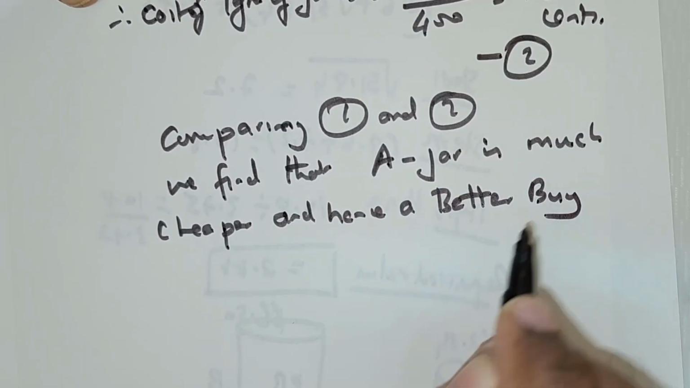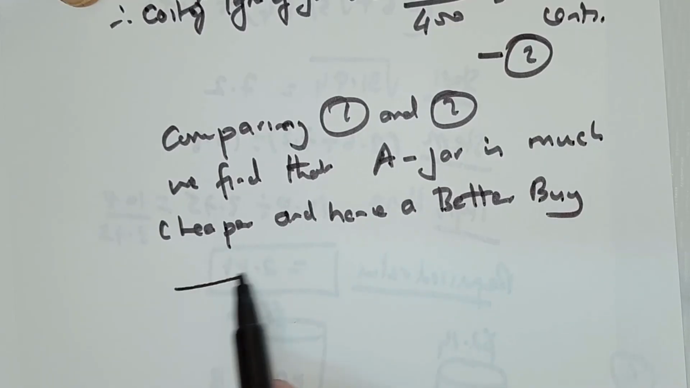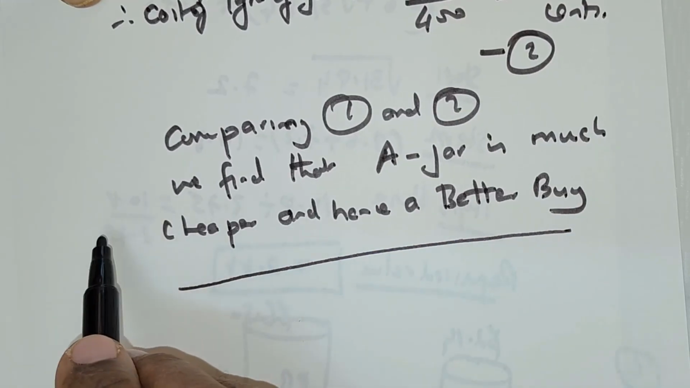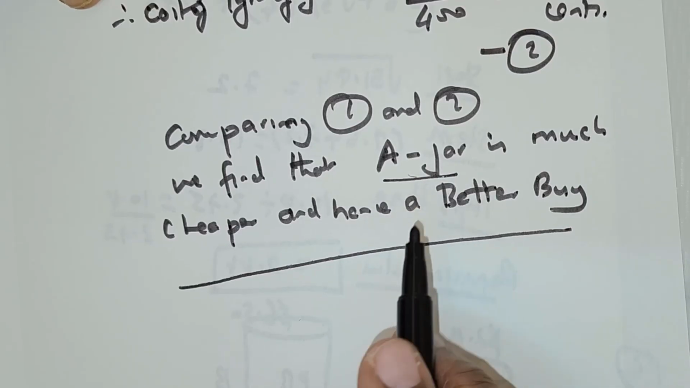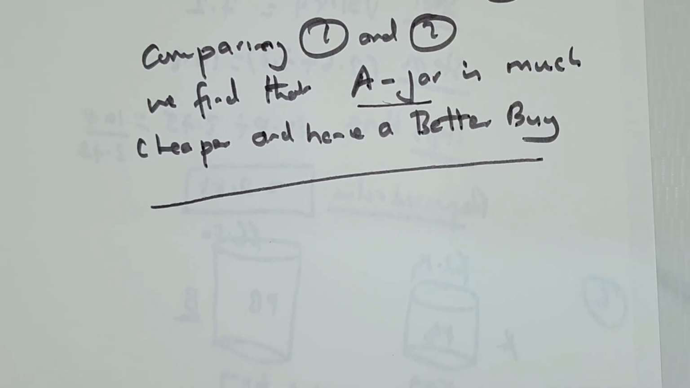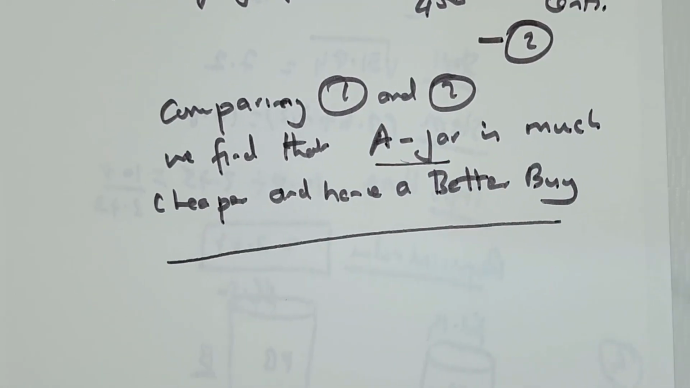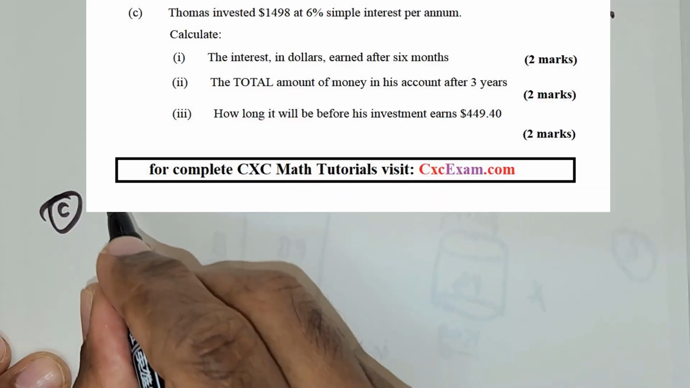So this is assuming that both have the same quality. Okay, under that assumption, this is the answer. So jar A will be your solution. So let's move on to the next part. So this is the next part.